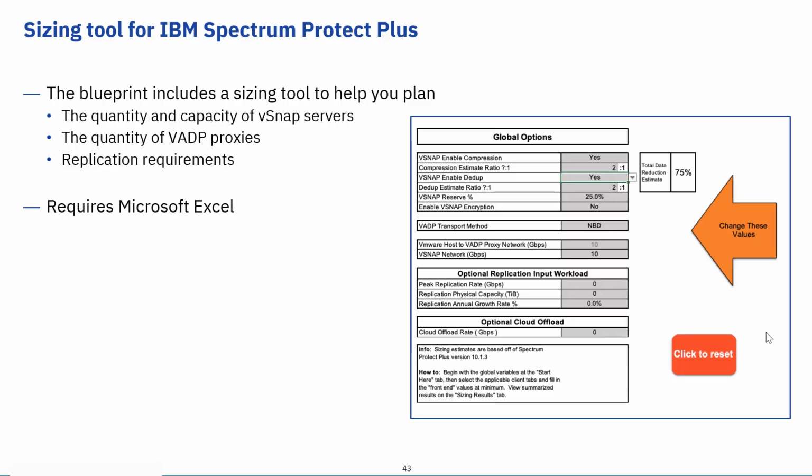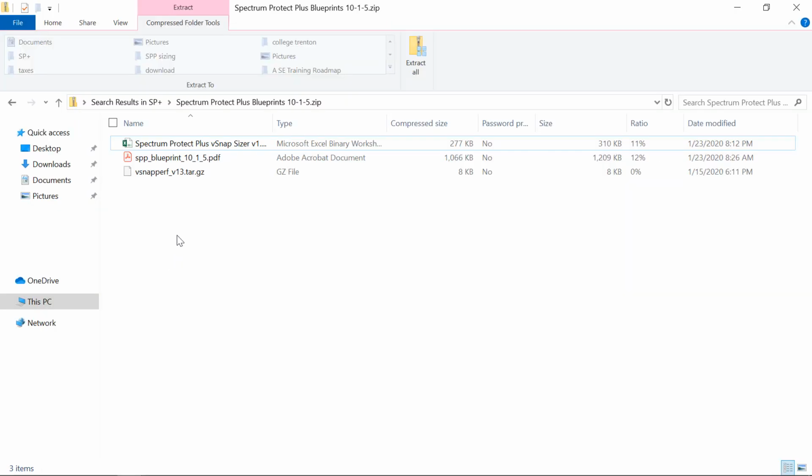In this second video for the IBM Spectrum Protect Plus sizing series, I'm going to walk you through the general layout of the sizing tool. You will have downloaded the sizing tool as part of the blueprints, and after you unzip that file, you'll see the Spectrum Protect Plus vSnap Sizer.